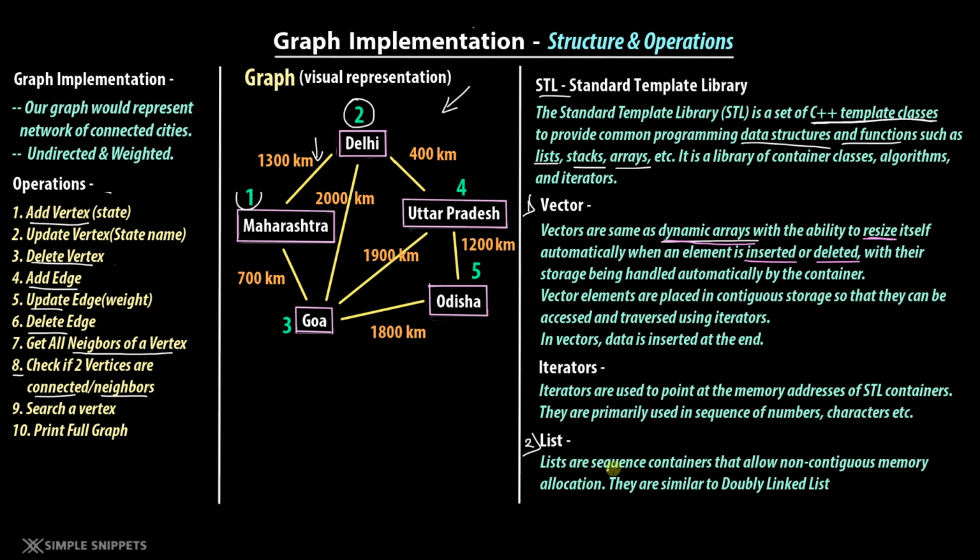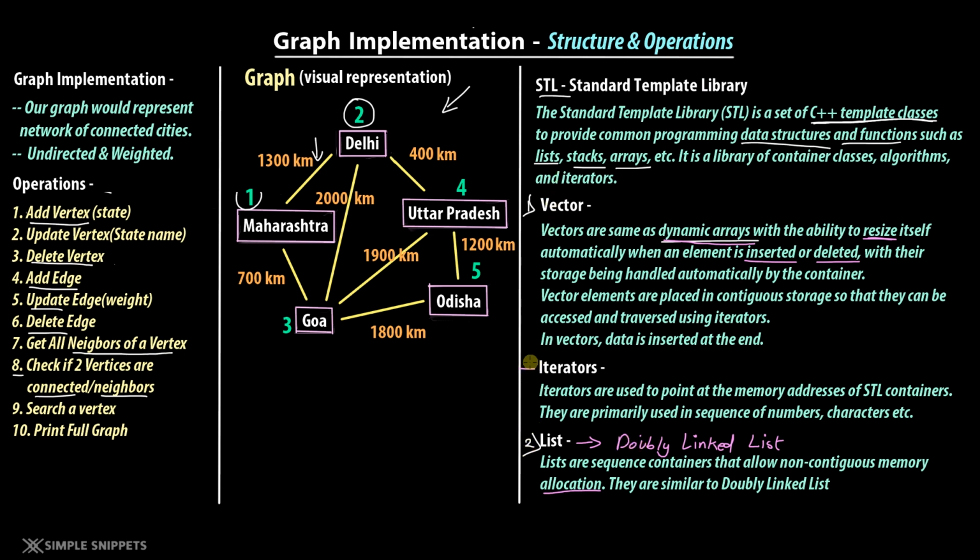Then there is list. List is nothing but a sequence container that allows non-contiguous memory allocation. If you have to compare it, it is exactly like a doubly linked list. Now for those who have already seen the doubly linked list or linked list videos in this playlist, you can make the relation. This list is already pre-written STL code which acts like a doubly linked list. So these are the two things that we're going to use.